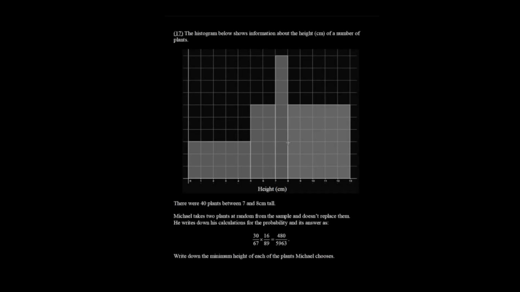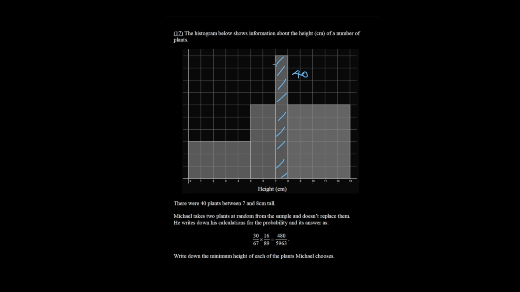So here we have a histogram. We've got frequency density plotted up here and height along here. And we're told that there were 40 plants between 7 and 8. So that's this area here. Remember that in a histogram, the area underneath the histogram plot is the frequency, and 40 is a frequency. So this is 40 plants.